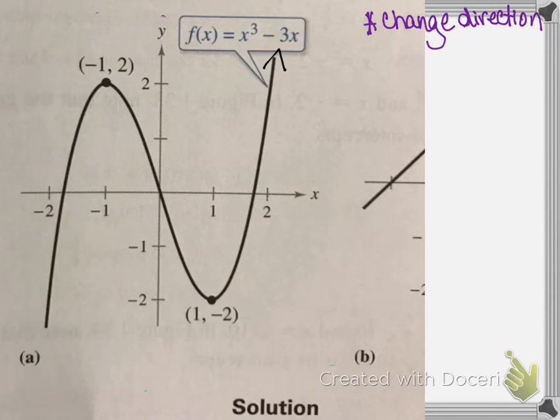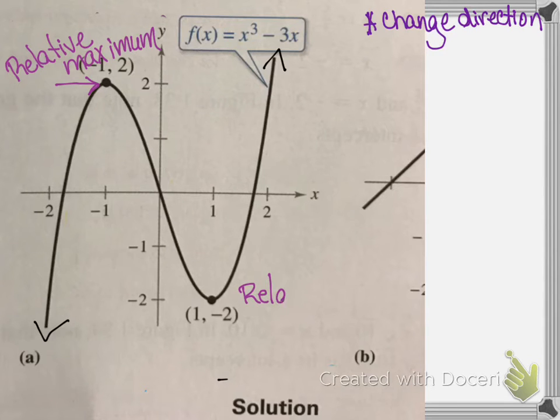Now, for this particular graph, we keep going on up and we keep going on down. Okay? So, my relative minimum and my maximum, this is my relative maximum because it's my highest point. That's not the infinity or the negative infinity. And this is my relative minimum. It is where we change direction.